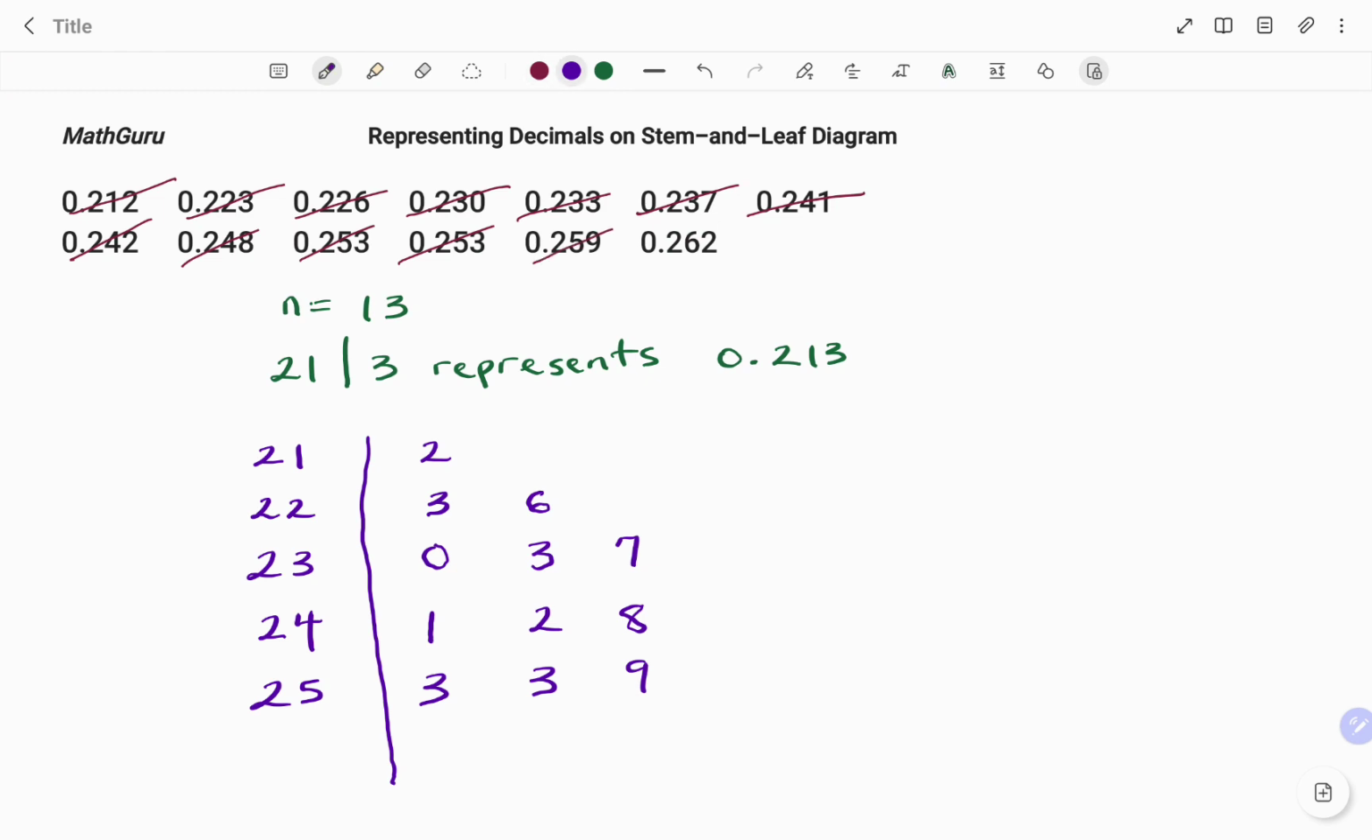And then my last but not the least number, 0.262. So I'm going to start a new line. My stem will be 26, and then my leaf, the last digit, is going to be 2, and then I've been able to represent the values given. Note that the values on my left hand side, those are my stem, and the values on my right hand side are my leaf.